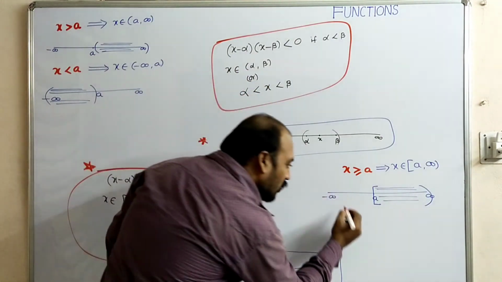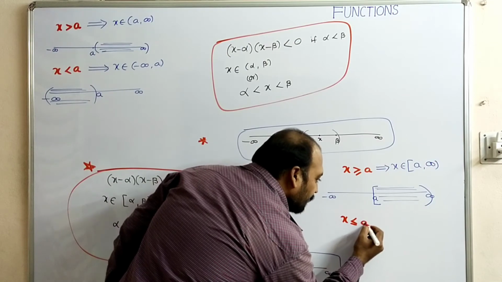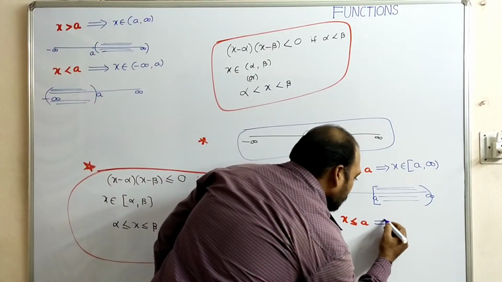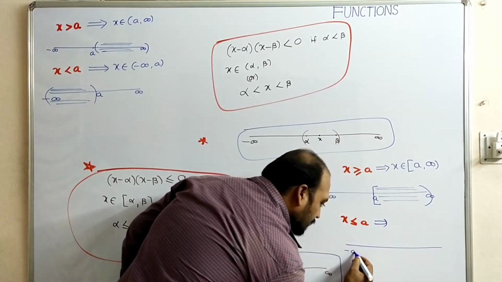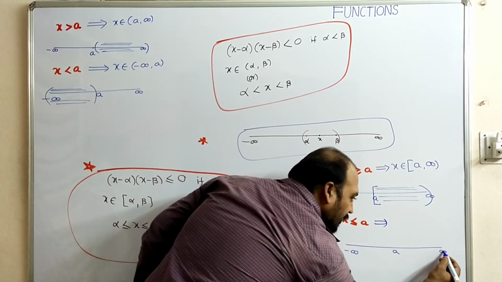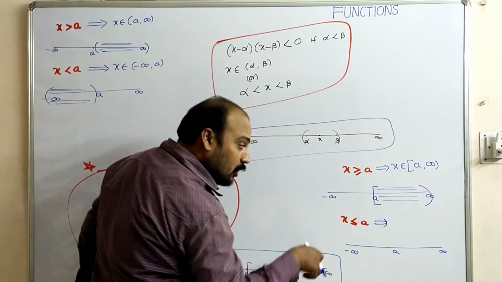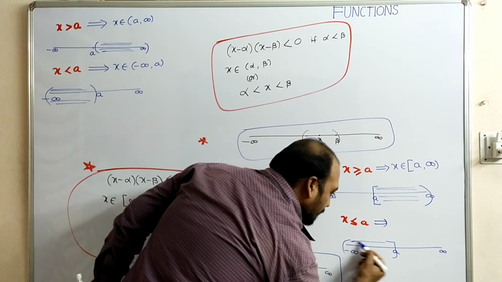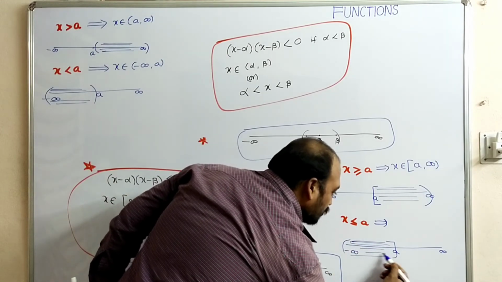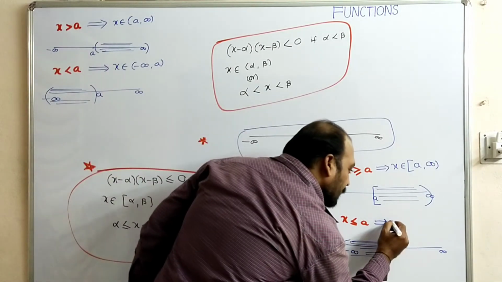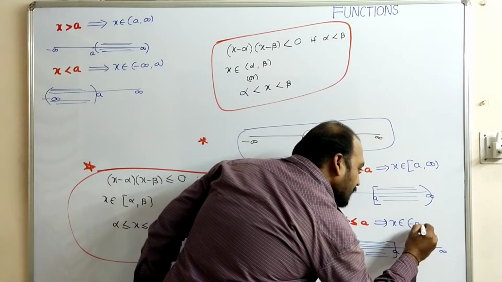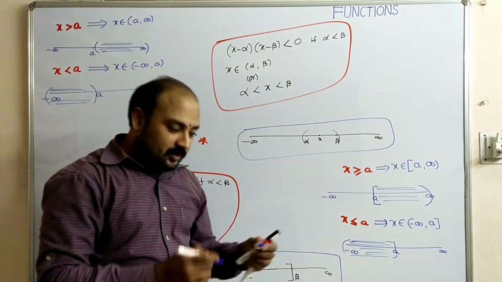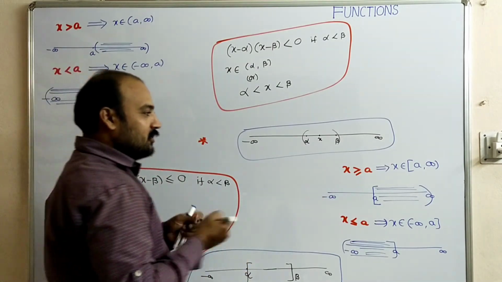X is less than or equal to a. In the real number line, we can show that this is minus infinity, this is a, this is infinity. X is less than or equal to a. Less than a means from here to here, and equal to means here. So in this region, x is less than or equal to a values will be there. So x belongs to the open interval of minus infinity to closed a. Closed a. These four things also you have to remember, dear students.